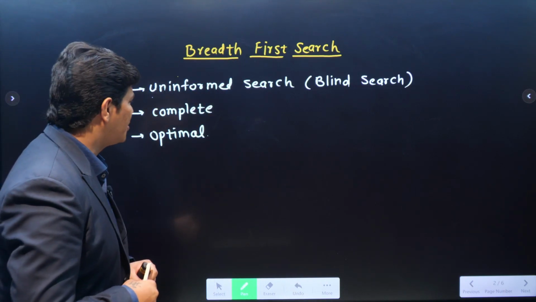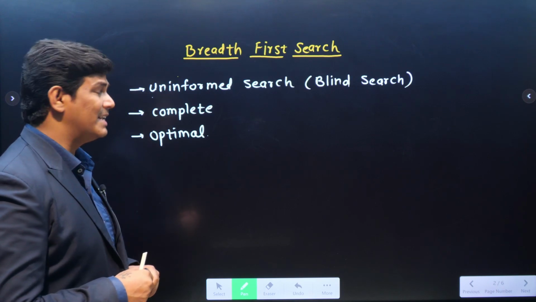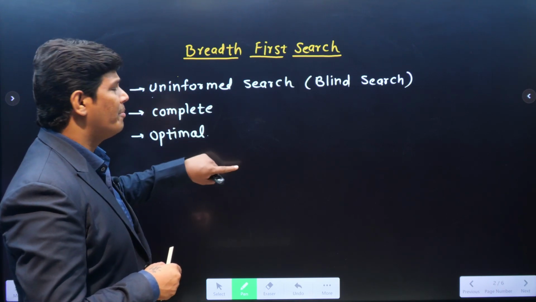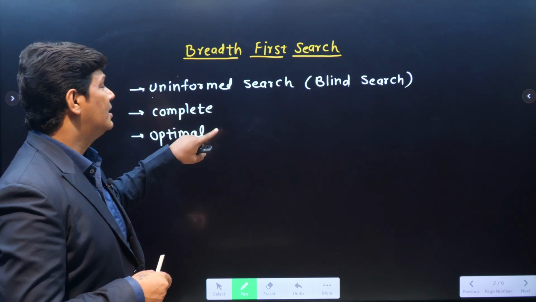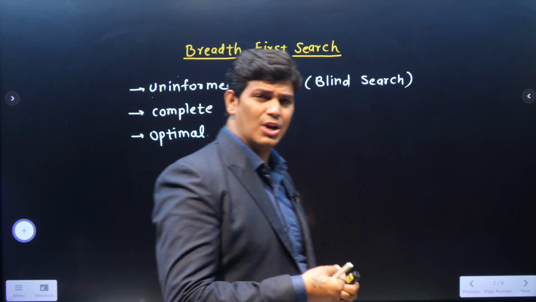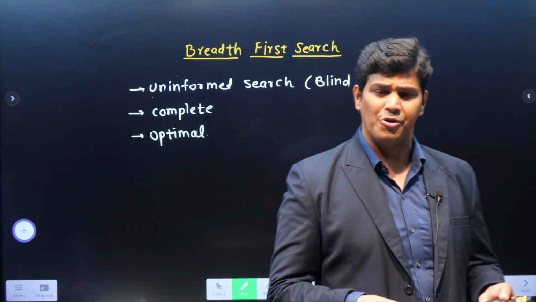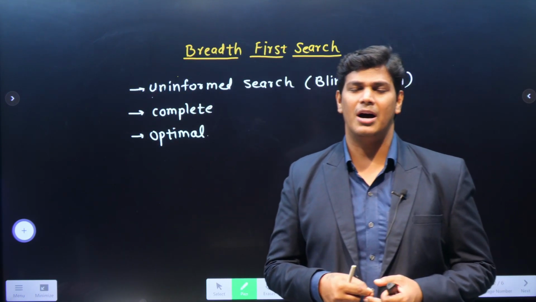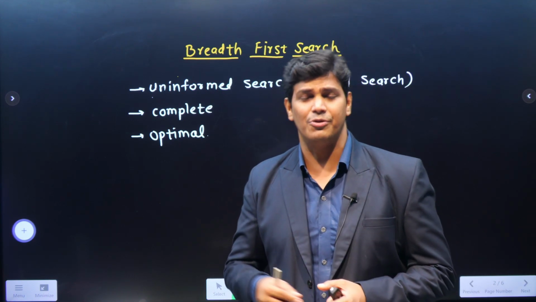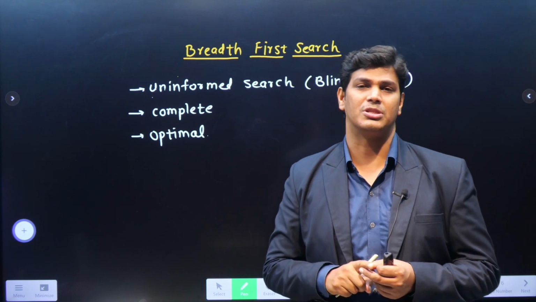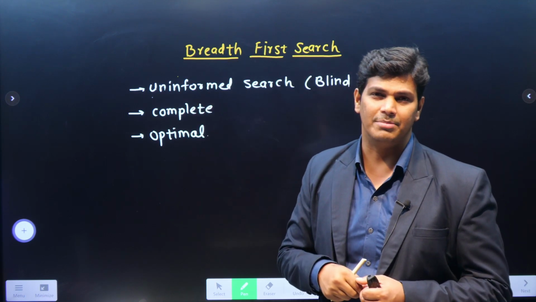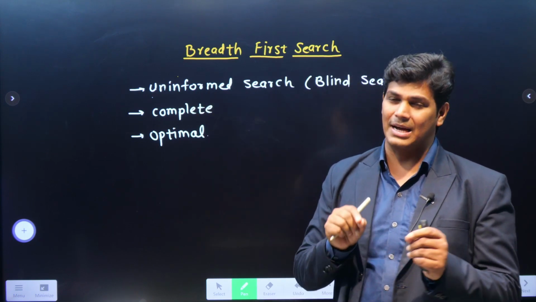So breadth first search is also known as complete. Why is it complete? Because, yes, it is uninformed search, but this algorithm guarantees the solution. That means there is a guarantee of the solution using this algorithm. So if you have any problem and you want to find its solution, yes, if you are using breadth first search, it is possible because there is a guarantee of the solution. That's why this algorithm is known as complete.